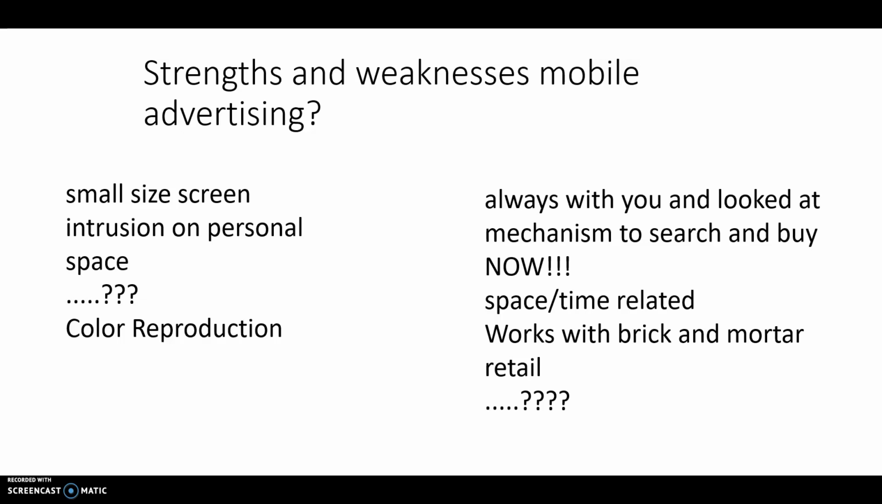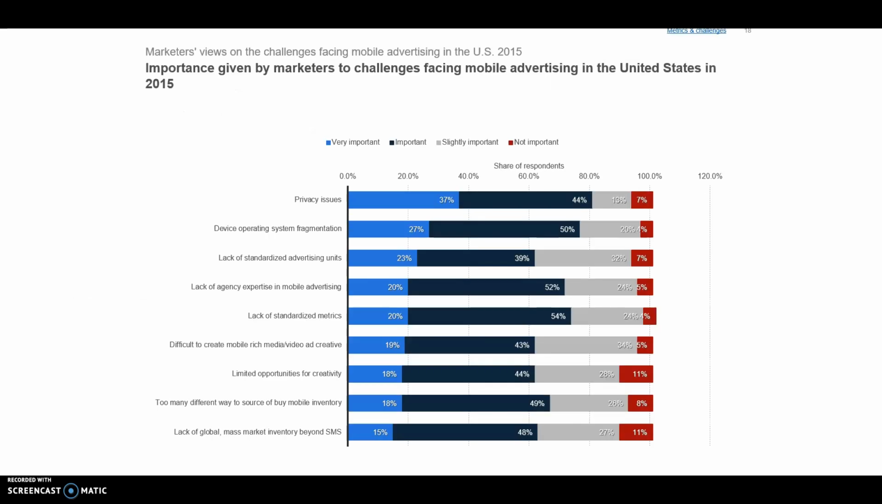Strengths and weaknesses of mobile. Well, it's a small screen. It's about the opposite of an out-of-home ad with a huge display. It's an intrusion on personal space. Color reproduction is not absolutely the same on every phone, just as it isn't on every TV, but maybe even more so, although the screens are getting better and better. It's always with you. It's a mechanism to search and buy right now. It's the only medium that's really space related to you. It works with retail.